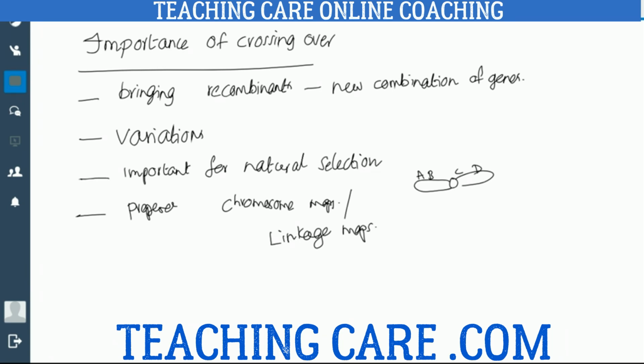How many types of crossing over are there? Three types of crossing over: single crossing over, double crossing over, and multiple crossing over. Single crossing over takes place at only one point. Double crossing over takes place at two points. Multiple crossing over takes place at more than two points.